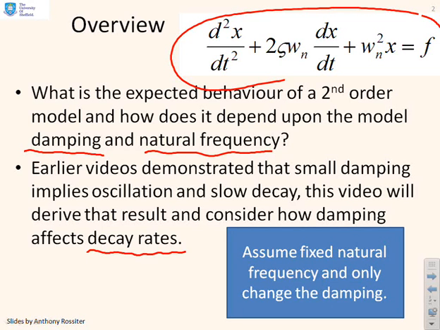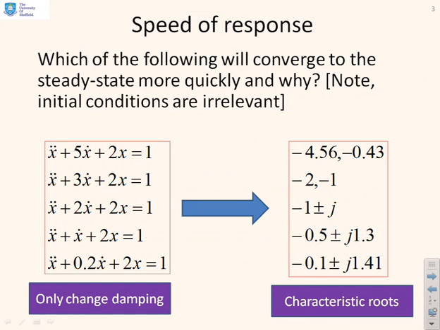This particular video is going to look at decay rates. How quickly does x(t) settle at the steady state, and how does this depend upon ζ and ω_n? Now what we're actually going to do is assume that the natural frequency is fixed, because that gives us better insight. So in other words, we're going to fix this term here, and all we're going to change is the ζ, and see how changing this damping ratio changes decay rates. An example first to start.